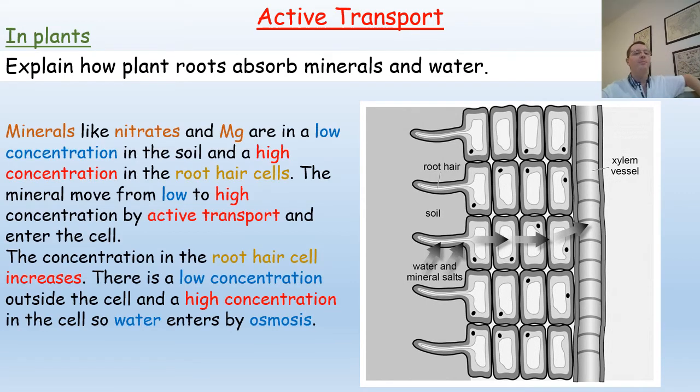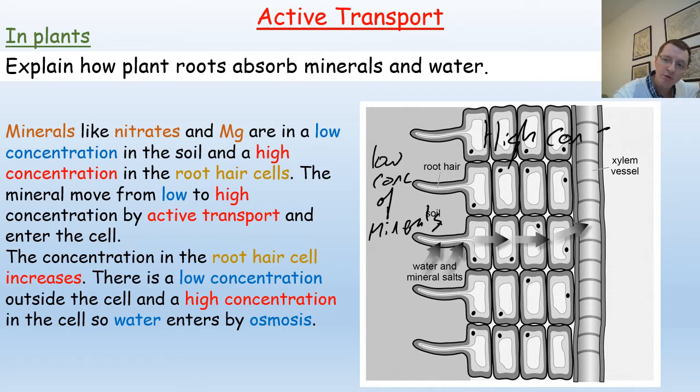So here's the answers. Minerals like nitrates and magnesium are in a very low concentration in the soil. We could put that in here. Low concentration of minerals. Minerals move from a low to a high concentration by active transport and they enter the cells. So we end up with a high concentration of minerals in the cells. So the concentration in the root hair cells increases.